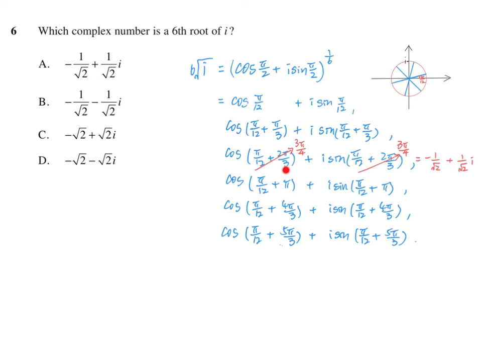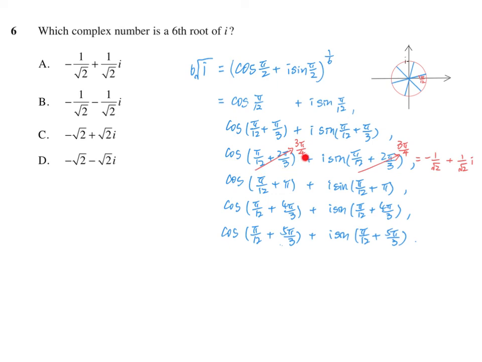Increase the second time is 2 pi over 3. The third time is increased by pi. Fourth time is increased by 4 pi over 3. The fifth time is increased by 5 pi over 3. And these are all the 6 roots of i. And among the 6 of them, we can see that pi over 12 plus 2 pi over 3 should be equal to 3 pi over 4.